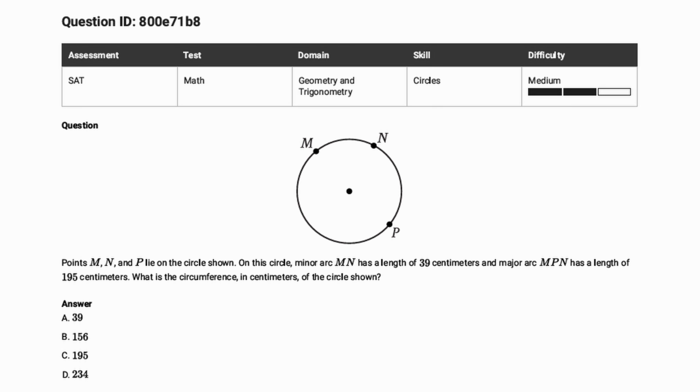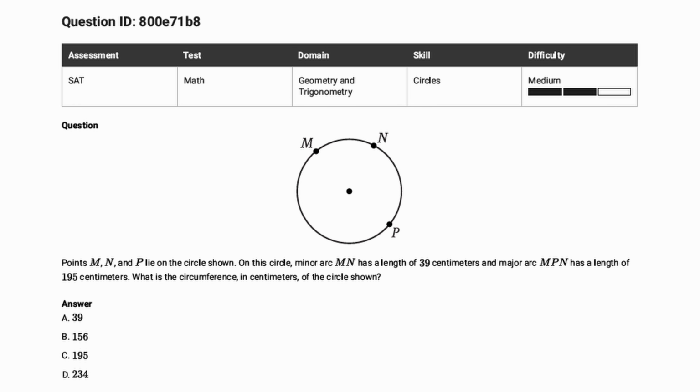Now, you don't actually need the circumference equation for this question, but trust me, it is important, okay? And so for this question, we know MN is 39, we know MPN is 195. Since that's the whole circle, 39 plus 195 is 234, which is D.